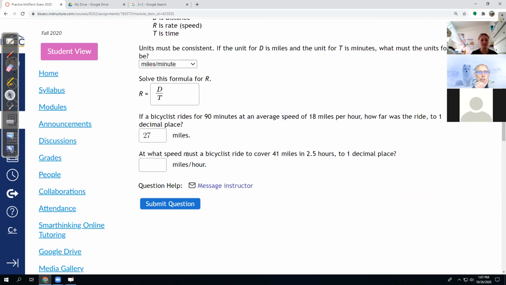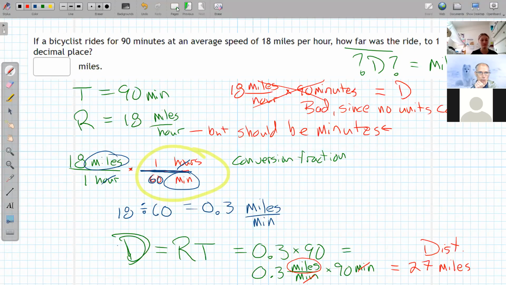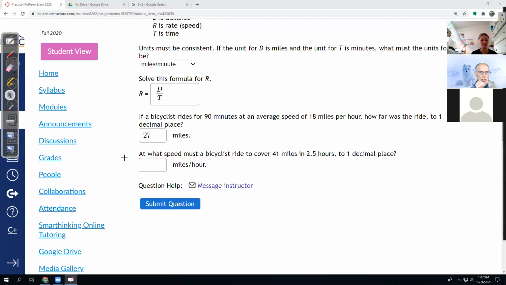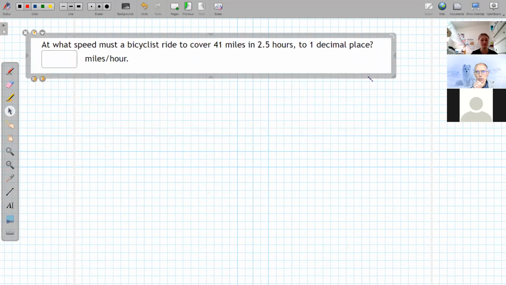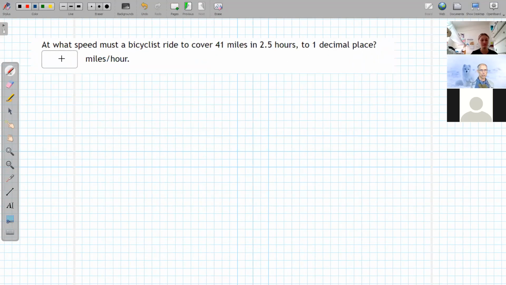What must the speed, at what speed must the bicyclist ride to cover 41 miles in 2.5 hours to one decimal place? And then the answer should be in miles per hour. All right, so there's a couple ways to do this one. Okay, so let's see. What do I have to start with? I have the formula D equals R times T. And then at what speed? So that looks like a question, right? They're saying, what is R here? Must a bicyclist ride to cover 41 miles? Okay, 41 miles. I'm pretty sure that right there is my D in 2.5 hours. That looks like my T.